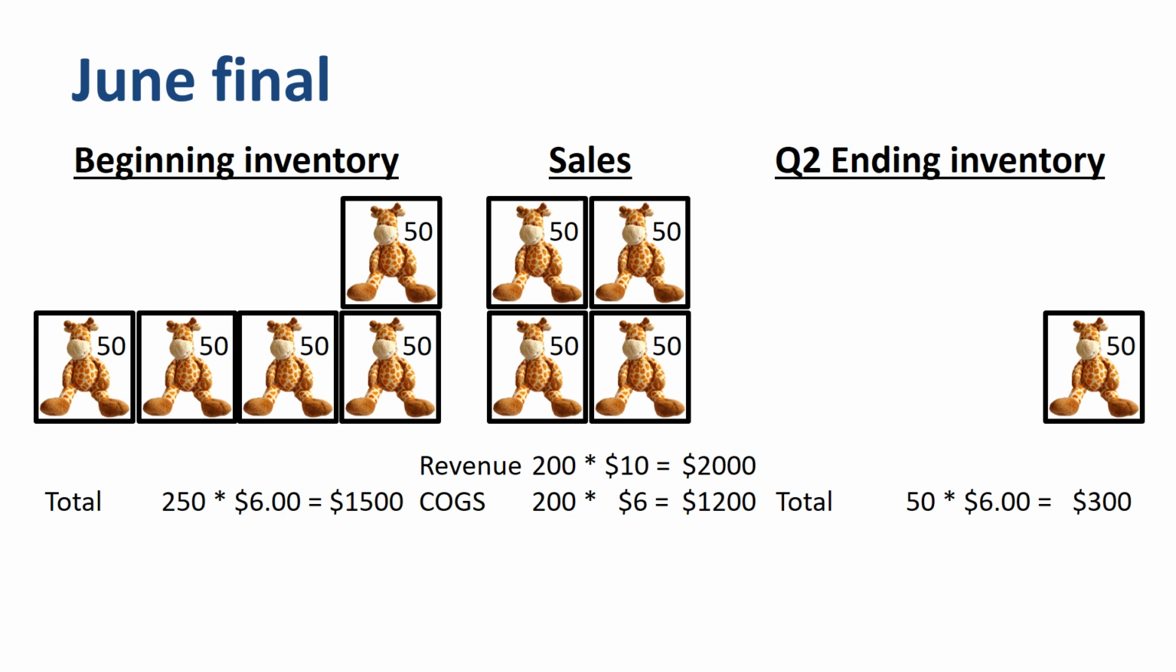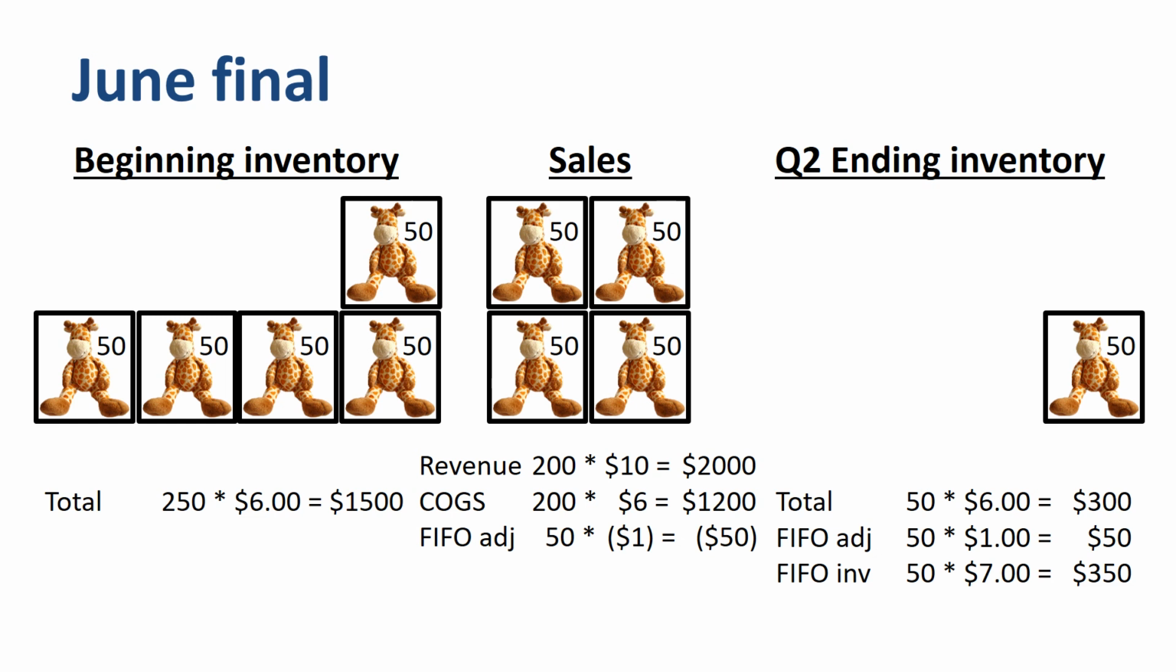Here's how to take care of the FIFO adjustment. We take the preliminary June numbers and add $50 to the inventory value as a FIFO adjustment. $1 per unit to get from $6 standard cost to $7 FIFO cost. An increase in inventory value on the balance sheet means an offsetting decrease in cost in the income statement, negative $50 in cost of goods sold.